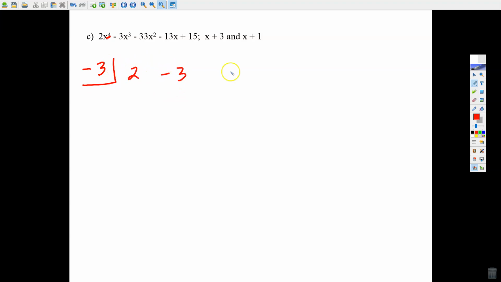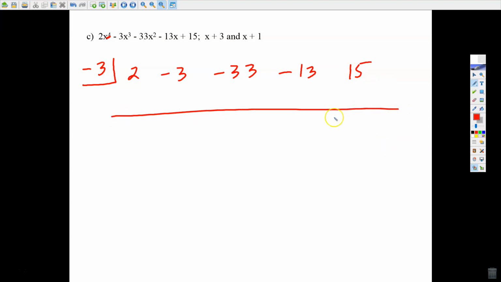2, -3, -33, -13, and +15. All right, and going through synthetic division, bring down the 2, multiply, add, multiply, add, multiply, add, and good feeling, yes, we got 0.